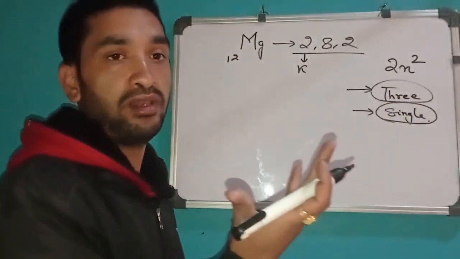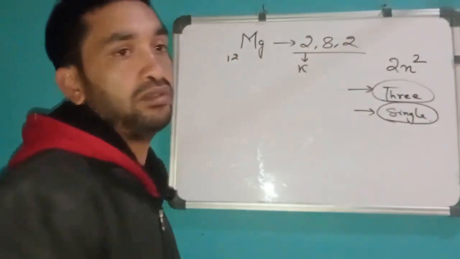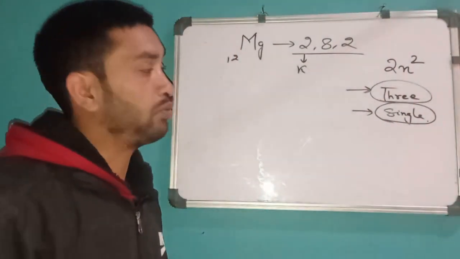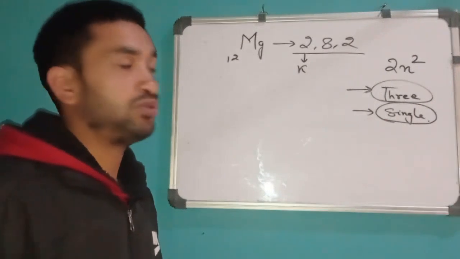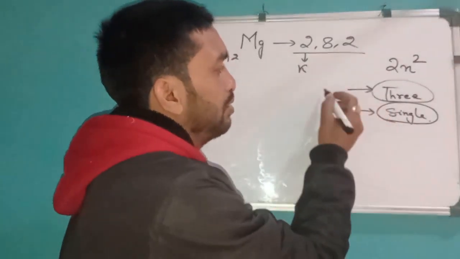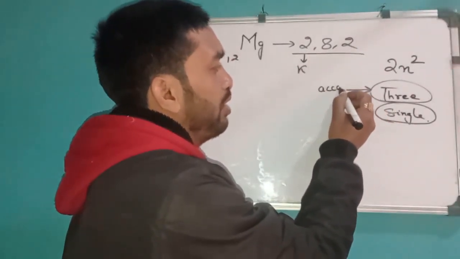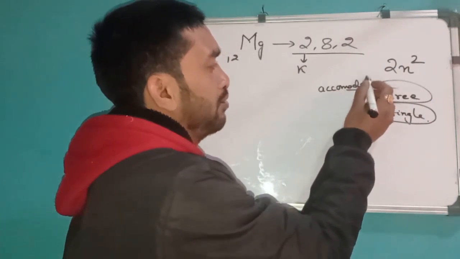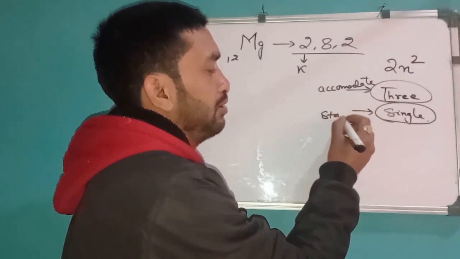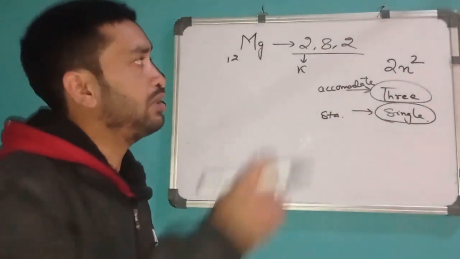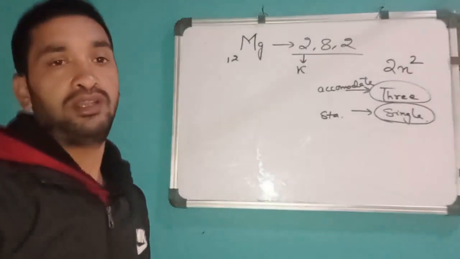So this is the state. How many electrons can you fill? 3, for example. But what is the best state? If you sleep single, that is the best. So how many you can accommodate is 3. But how many should be there for stability? That is 1. So in that way, there are many things which you will get in various shells.